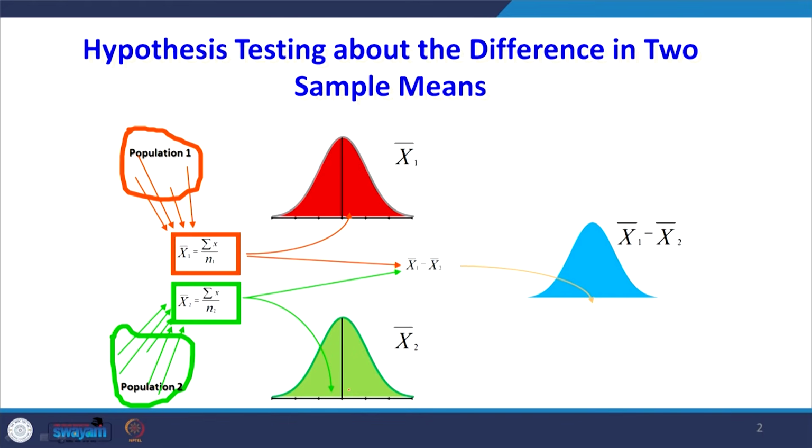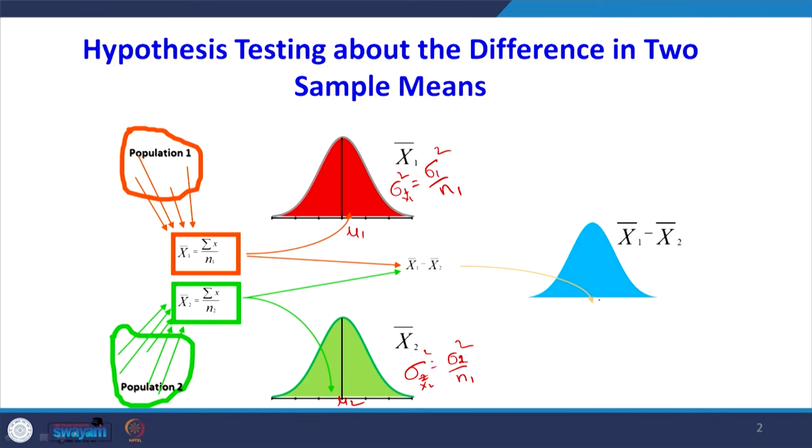The mean of the sampling distribution of x1 bar is mu 1. The mean of the sampling distribution of x2 bar is mu 2. The variance is sigma 1 square divided by n1. Actually we have to write it this way: variance of x1 bar, and this is the variance of x2 bar. Suppose I find the difference of their sample means and plot the difference, that will follow a normal distribution.